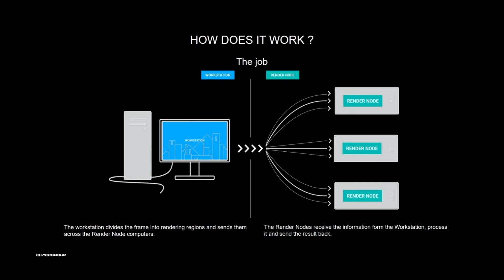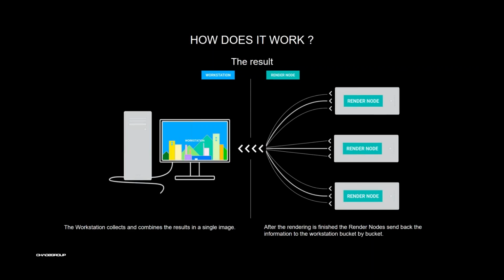The job, the rendering, is sent from the workstation to the render node, or to the render node that refers to the render farm or the co-workers' workstation. This render node receives the information from the workstation and processes and sends back the result all the time, as buckets or progressively, and you collect all the result and the rendering job is finished.